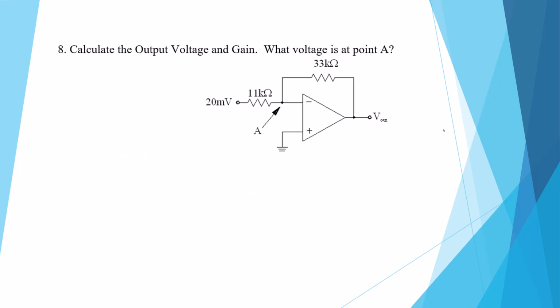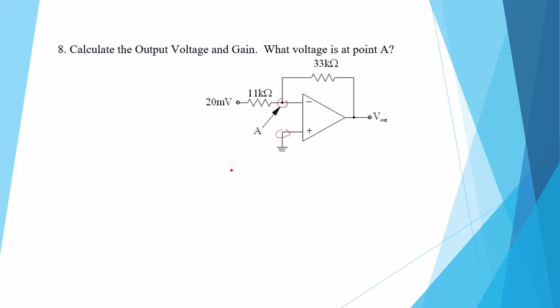Here we have an inverting amplifier. We're looking at what we call the virtual ground. The inputs of our op amp are going to be equivalent at our inputs. Since this one is held at ground, this one's going to be held at ground, which is 0 volts. So that point A is 0 volts.